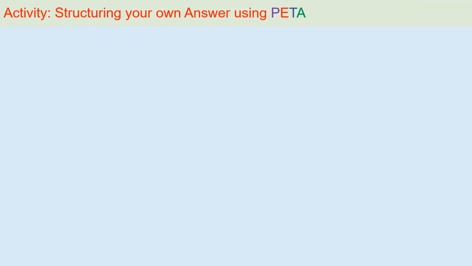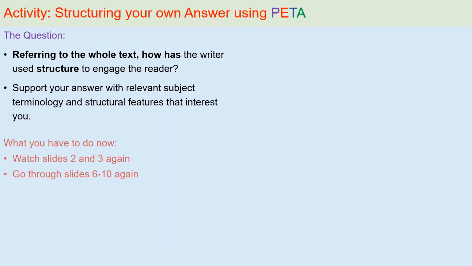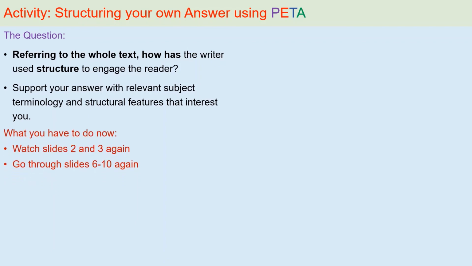So, your task now, an activity that you can do, is structuring your own answer using PETA. So again, the question is there: referring to the whole text, how has the writer used structure to engage the reader? Support your answer with relevant subject terminology and structural features that interest you. So what would you do now?